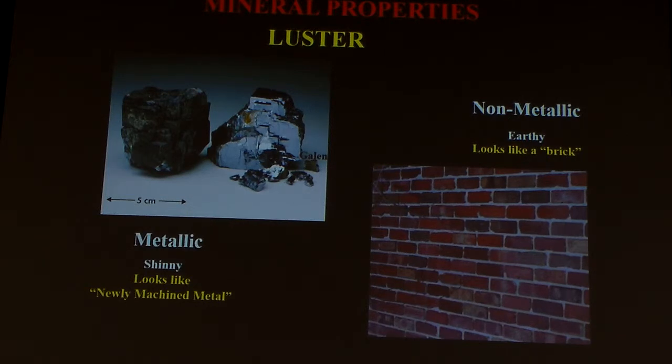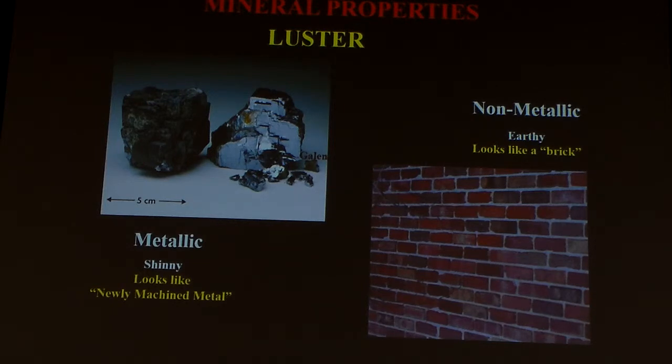Light does not pass through it. It's not translucent. You can't see through it. It's not simply that it's shiny, because there are a lot of minerals that are shiny but are not metallic. They don't specifically look like a metal. So metallic means it looks like a brand new shiny copper penny, a shiny piece of gold, really looks like a metal.